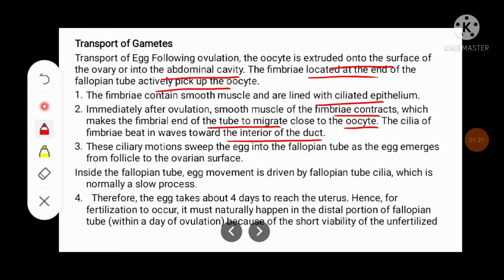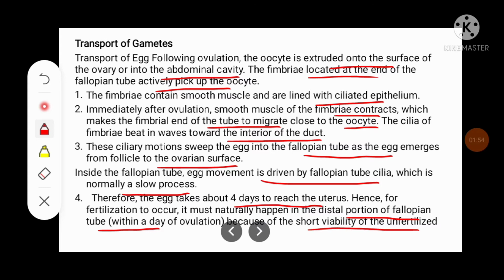These ciliary motions sweep the egg into the fallopian tube as the egg emerges from the follicle onto the ovarian surface. Inside the fallopian tube, egg movement is driven by fallopian tube cilia, which normally is a slow process. Therefore, the egg takes about 4 days to reach the uterus. Hence, for fertilization to occur, it must naturally happen in the distal portion of the fallopian tube, that is within a day of ovulation, because of the short viability of the unfertilized egg.